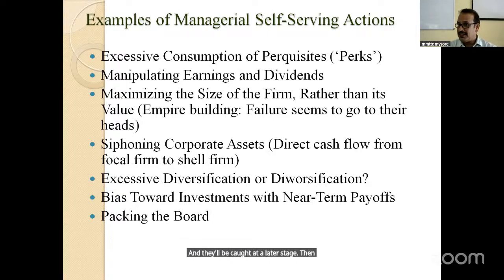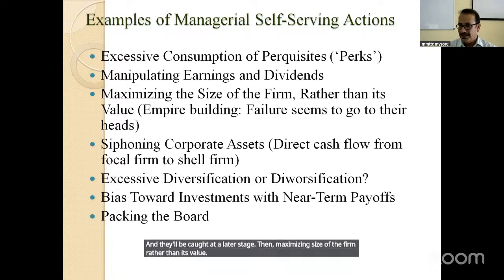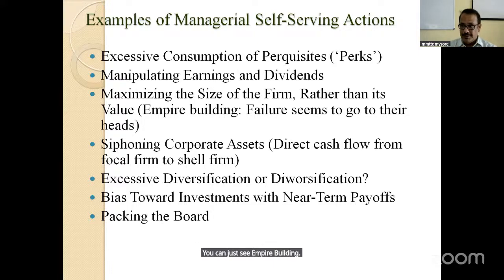Then maximizing size of the firm rather than its value. You can just see empire building. There are certain conglomerates, especially in India, wherein people would like to go for an unrelated diversification. A very clear case is Vijay Mallya. Very clear case is Anil Ambani. They were doing really well in their main businesses, the core business operations. But when greed took over, as Mahatma Gandhi says, God has given for everybody's need, not for everybody's greed. These are some of the conglomerates who become really greedy.